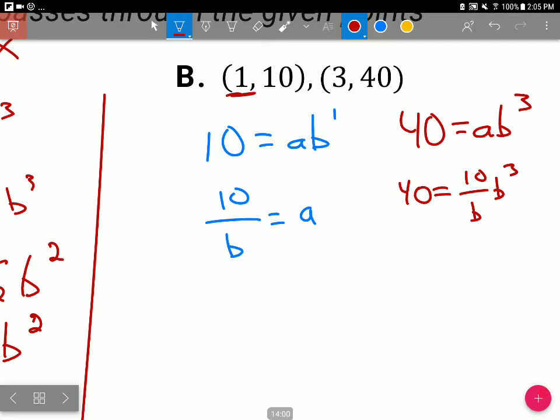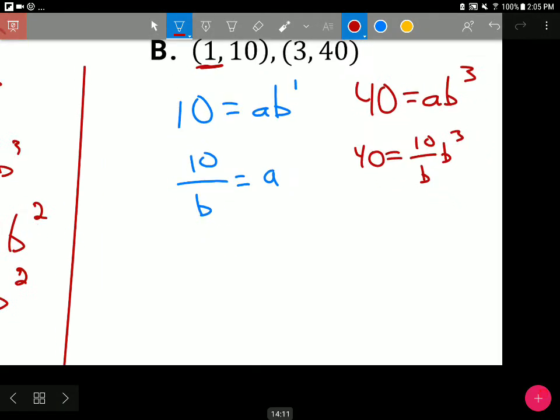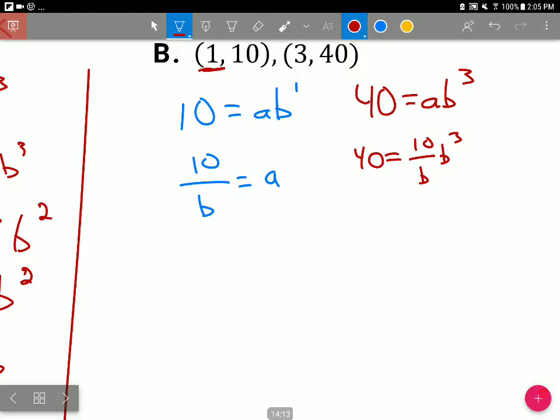All right, if you're good with that, finish it out. It's 5, right? I think it's like 5 and 2 or something like that. That's what I got. You got 5? Yeah, for a.